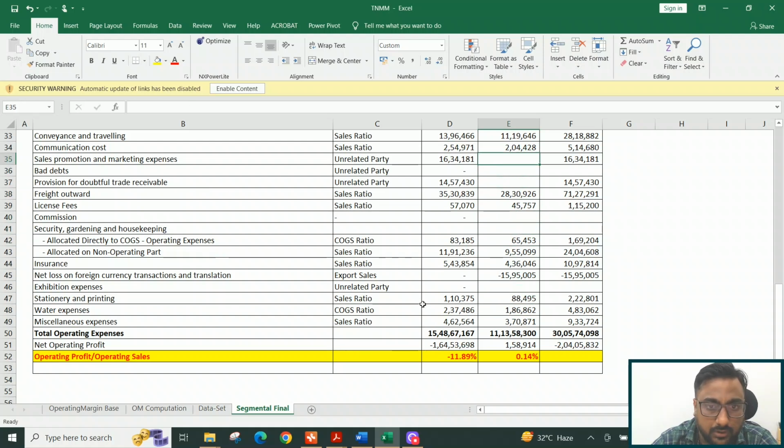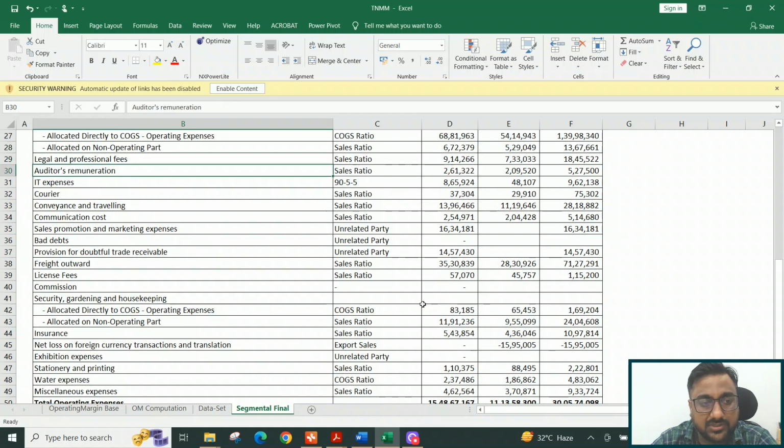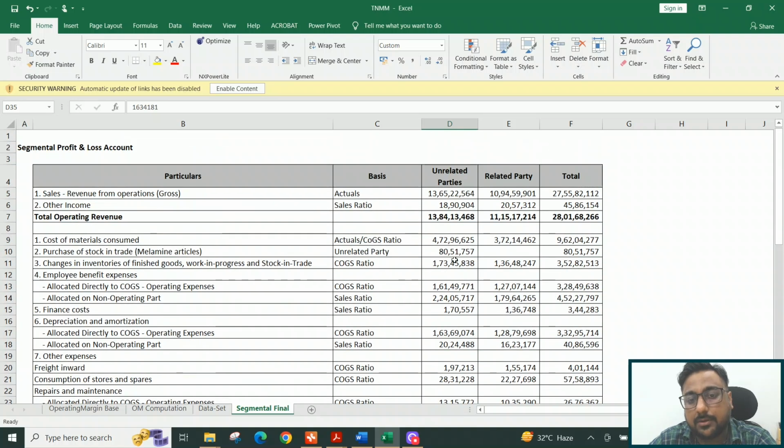What I wanted to focus on is the marketing expense and the travelling expense for sales. Such expenses are incurred exclusively for unrelated parties, and that is where such expenses can be allocated to the unrelated parties. I hope I have explained the segmental profit and loss. This is how you have to draw up the segmental profit and loss. This is my method of drawing a segmental profit and loss. You can have your own method to derive the profit and loss.